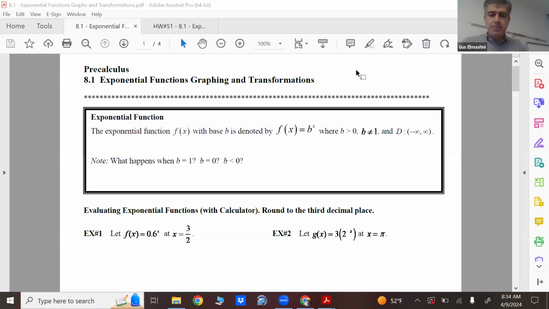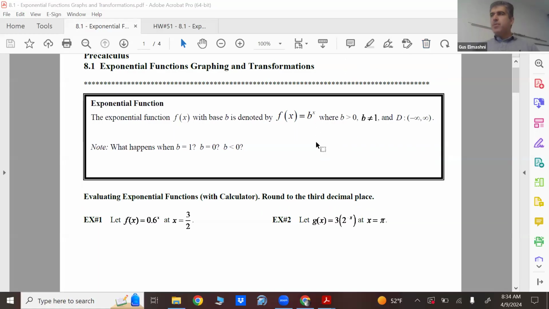Okay, so what is an exponential function? All it is, you have your input as an exponent. So x is the exponent. So b is the base. That's the constant. Now b is going to be greater than 0 because it's weird if it's negative.